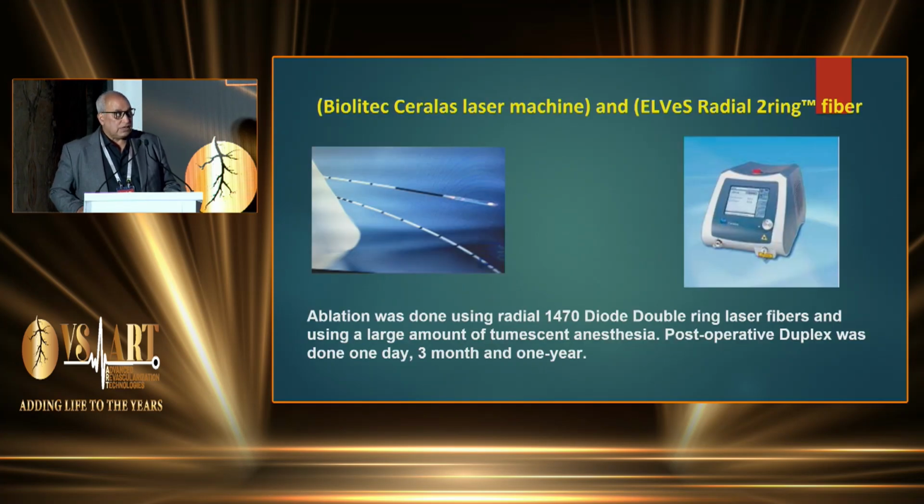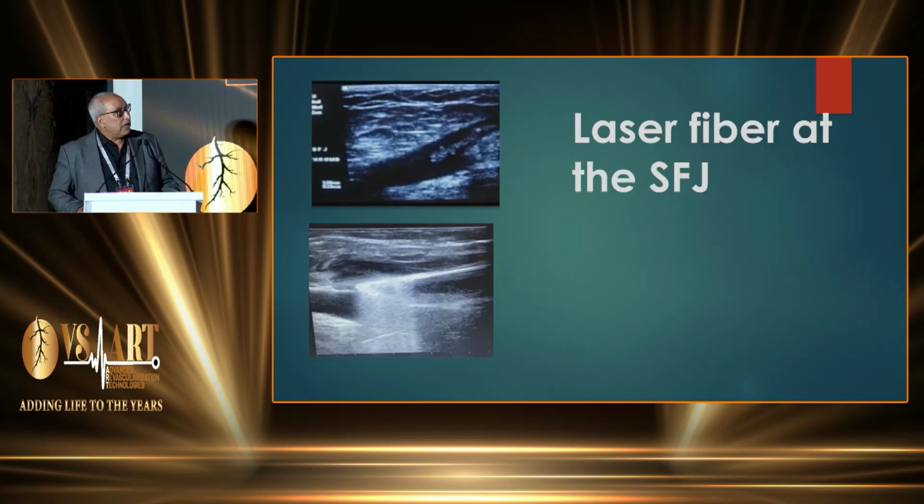This is our instrument, the Cerealis pyrolytic machine, and these are the radial fibers that we used in our technique. As you see, this is the laser applied at the saphenofemoral junction at the 0 point, and there is no propagation of the thermal wave to the femoral vein. You see on the duplex, the thermal effect ends at the exact point at the saphenofemoral junction and does not extend to the femoral vein.